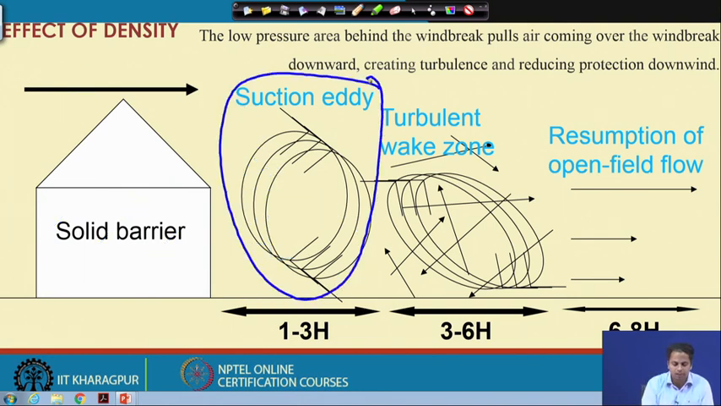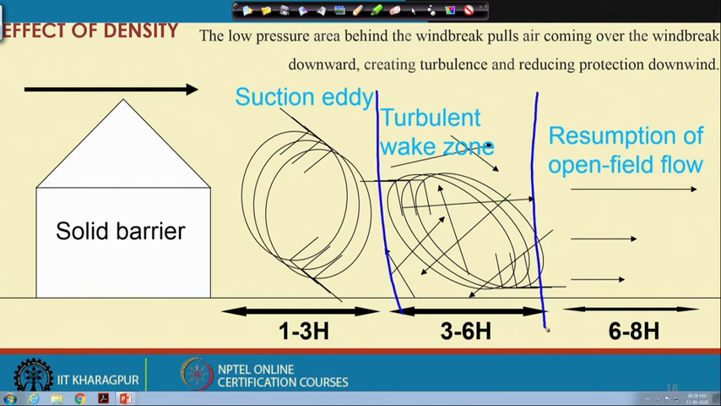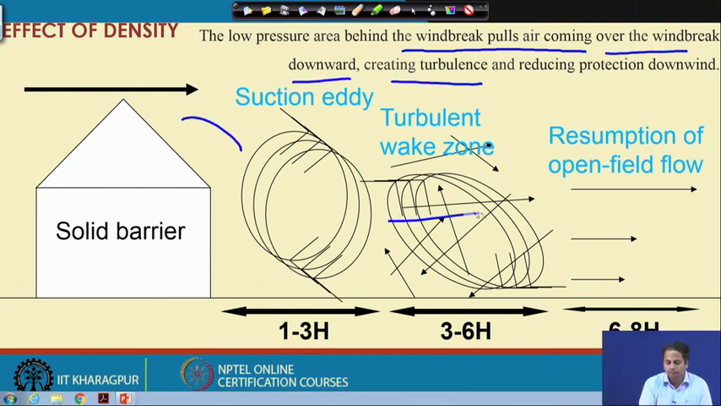So, this will form a suction eddy whose effect will be visible till a distance of 1 to 3 h. Because of that there will be a lot of turbulence, and this is a turbulent wake zone which can be seen till the length of 6 h, and after that there will be resumption in open field flow velocity. What it means is that because of this low pressure formation behind the solid barrier, the windbreak pulls the air coming over the windbreak downward, creating turbulence and reducing the protection downwind.